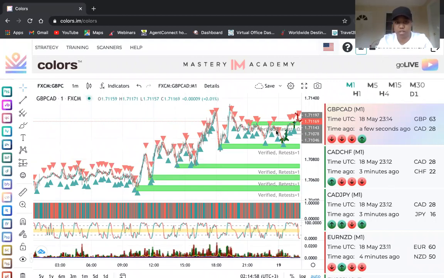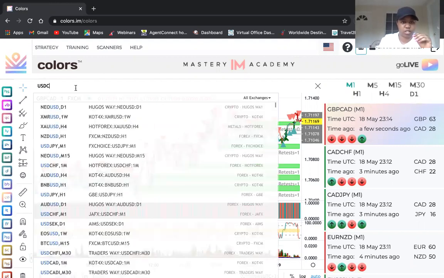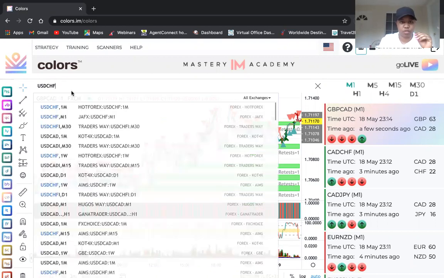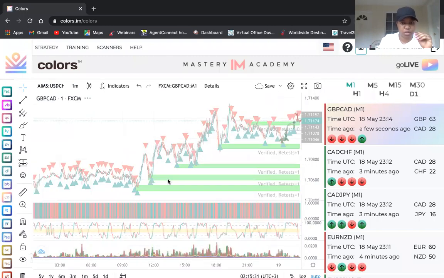Okay, so we need to find it back. It was USD CHF. Hold on a second. So there was a next thing, guys. You can type in whatever pair that you like trading. So USD CHF. Hold on a second. So it was on a 1 minute time frame. So M1.